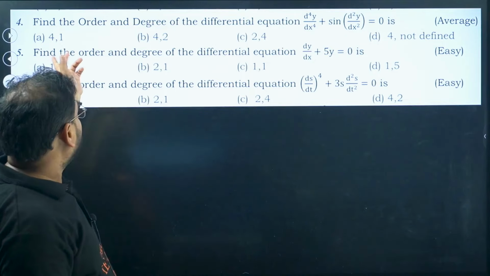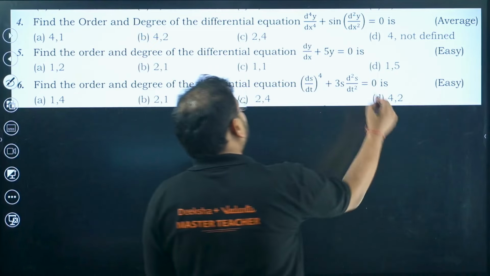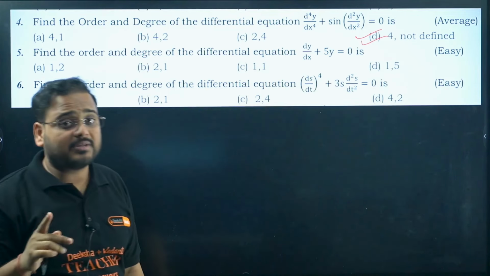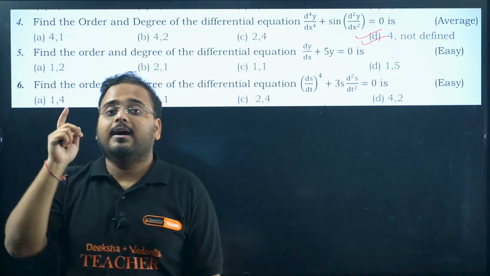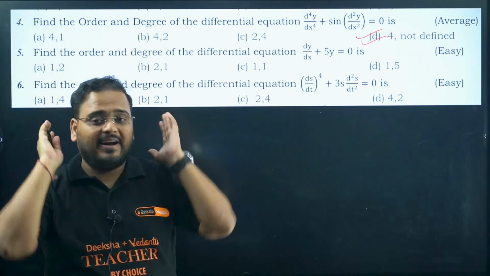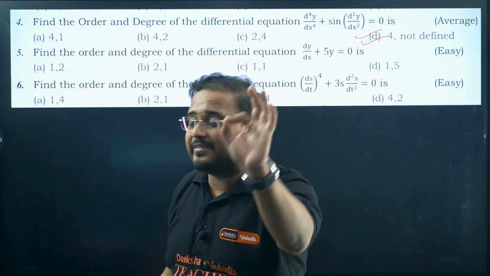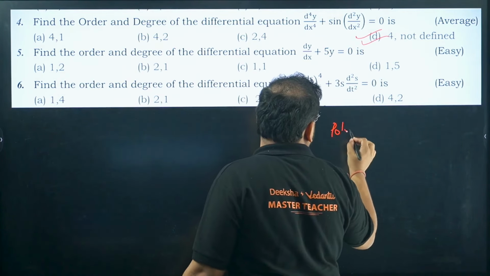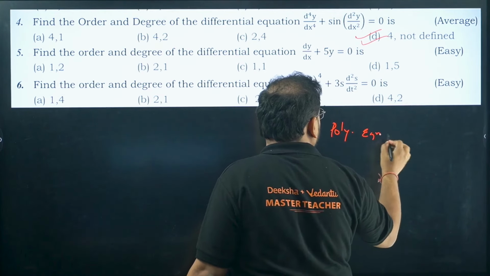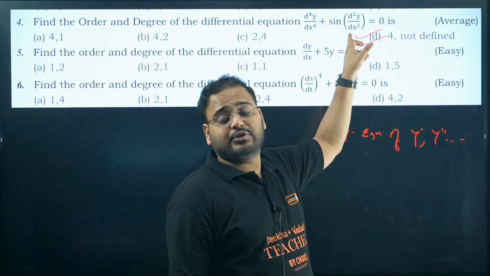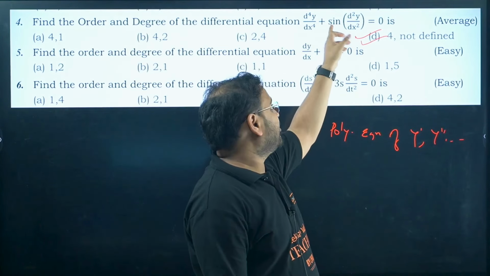Simple ones. Order and degree of the differential equation given in the first one. Order is going to be 4 and degree is not defined. Order is 4, degree not defined because the definition says that for a differential equation to have a degree, it should be only a polynomial equation of derivatives, either y dash, y double dash, and so on. In this case, you have a trigonometric function. It's not just a polynomial equation anymore. It's a trigonometric function, hence the degree is undefined.